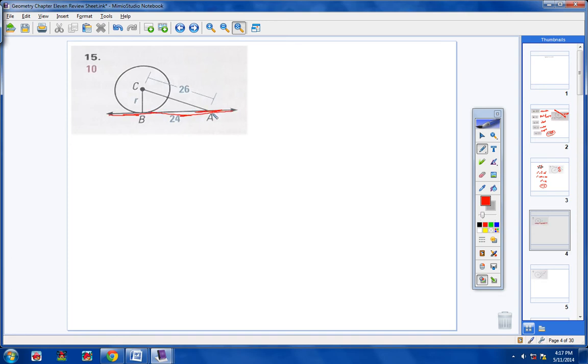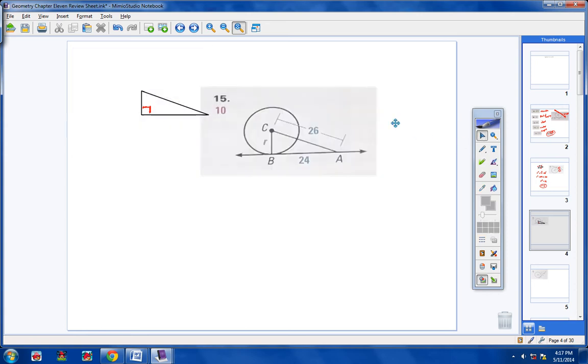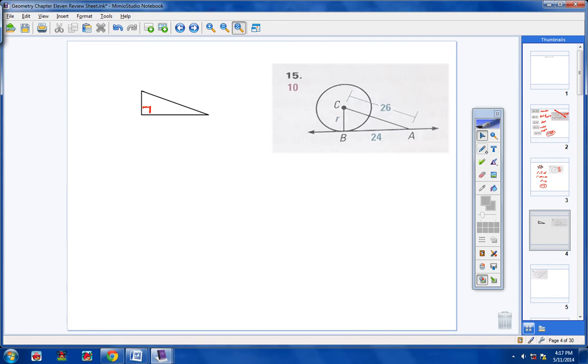Okay? And I have a radius drawn to the point of tangency. So as soon as you see that, you realize you have a right angle right here. If we have a right angle there, then that means I have a right triangle. And so I've done the best I can to draw that right triangle and cut it out.